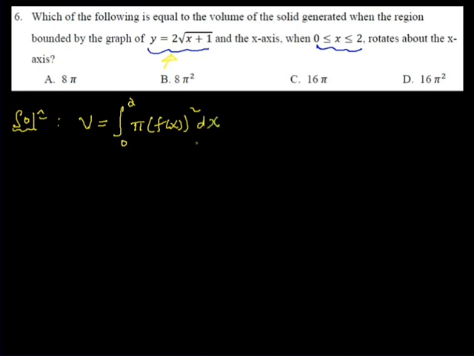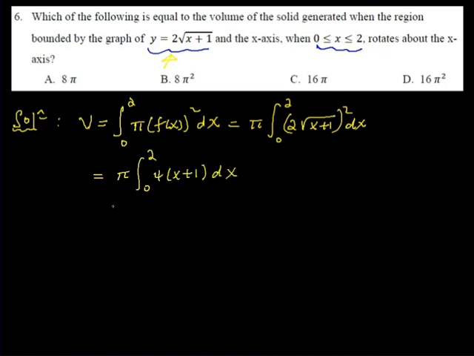It's very simple. So this becomes pi times the integral from 0 up to 2. F of x the whole squared means 2 radical x plus 1 the whole squared dx. This becomes pi times the integral from 0 up to 2 of 4 times x plus 1 dx. 4 can be taken out from the integral. Then we will evaluate the integral of x plus 1 from 0 up to 2 and multiply by 4.